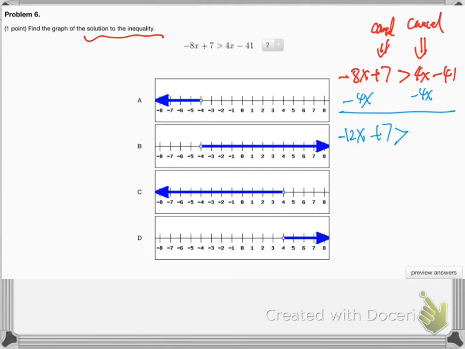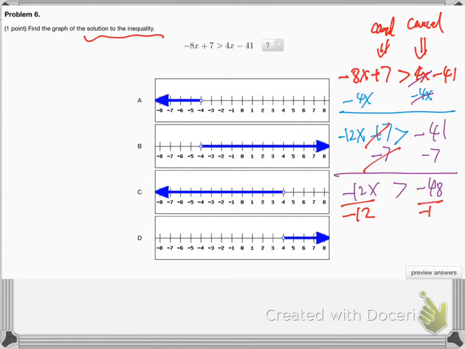So 4x and negative 4x canceled is negative 41 on the right hand side. And then we cancel 7, right? Negative 7, negative 7. So still the same sign in the middle. Negative 12x is greater than negative 48 on the right hand side. And the last step is division. Divided by negative 12, divided by negative 12. So we have x and positive 4.